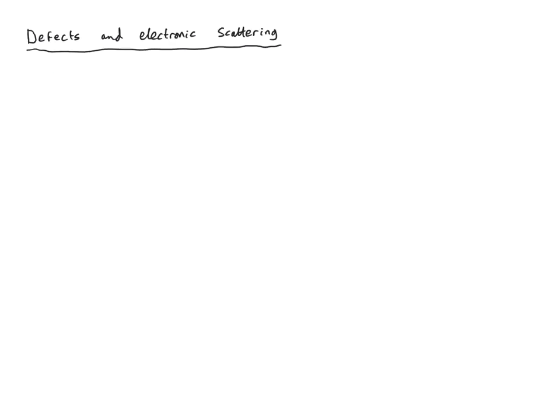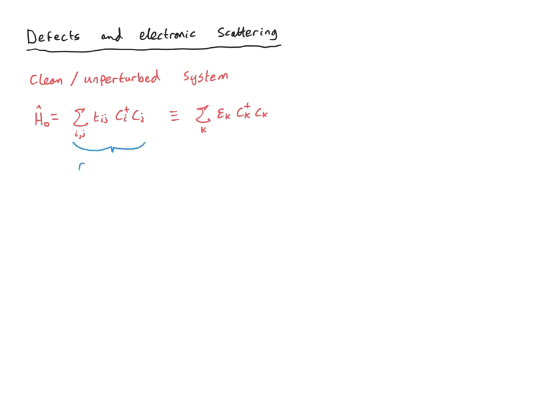The final topic of this lecture will be the study of defects and electronic scattering. So first of all, let's consider some system which I'll refer to as the clean or unperturbed system. I'll denote the clean system by H0. Later on, we're going to add defects to this system. Here I'm writing the same Hamiltonian in two different representations. First, we have a term which is basically in real space. So these are the actual physical orbitals in the system.